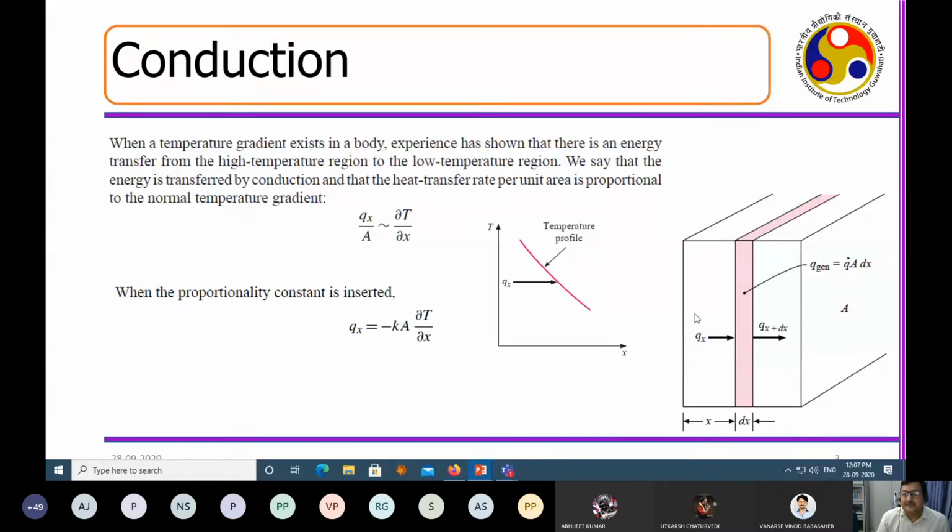So we were studying a simple chunk of a solid, and in that we defined a differential element, a one-dimensional element which has the width of dx, and we understood that if Qx is the rate of heat that is coming from one of the walls, which is having an area of A, and Qx plus dx is going out, and then Q dot is the heat that is generated inside.